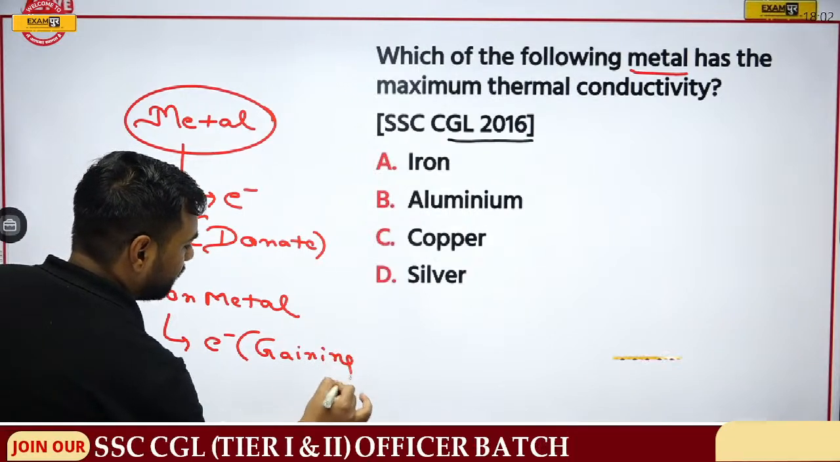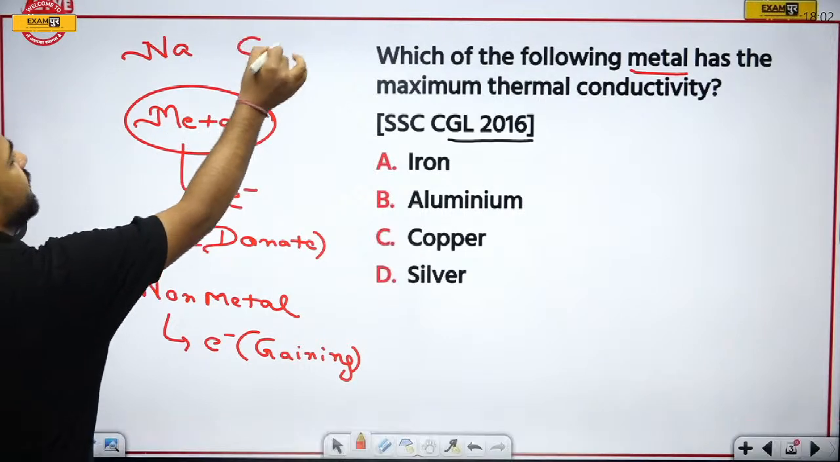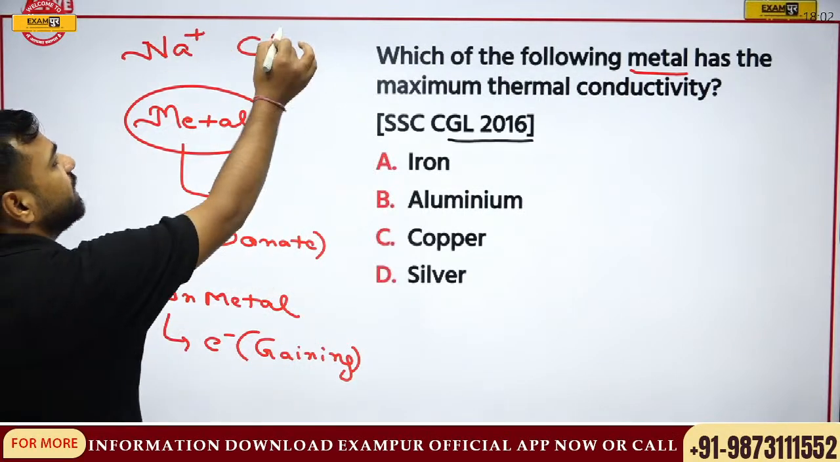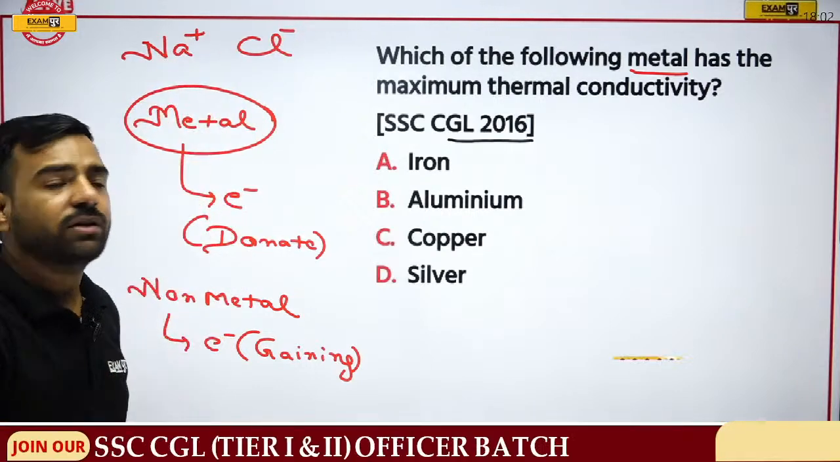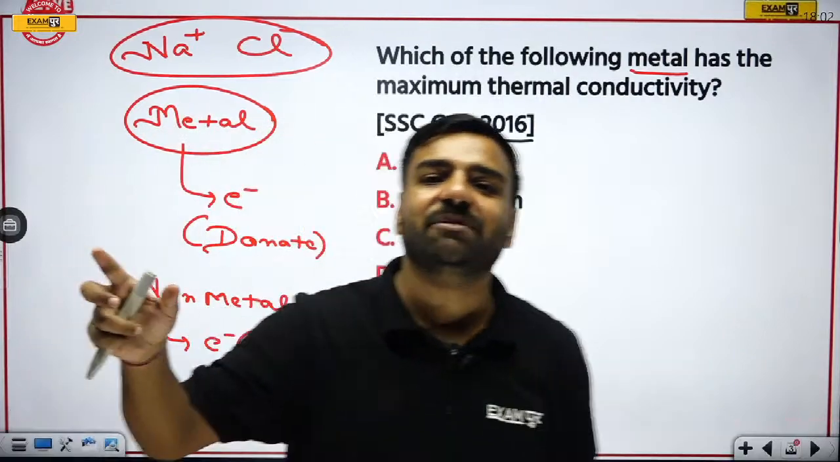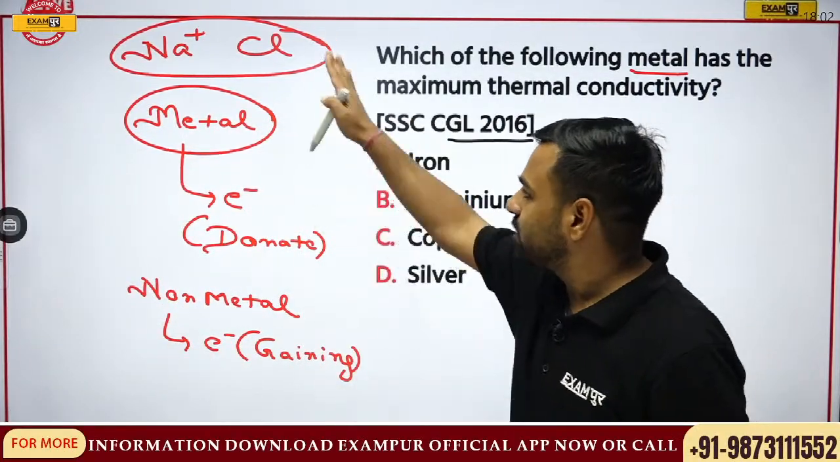Now with a brief idea, I'll tell you about Na, that is sodium, and chlorine, where sodium donates one electron and chlorine gets one electron, and that's why NaCl is formed, which you are eating on a daily basis in your food, in your chow mein, in your dosa. Fine. So this was about metals and non-metals.